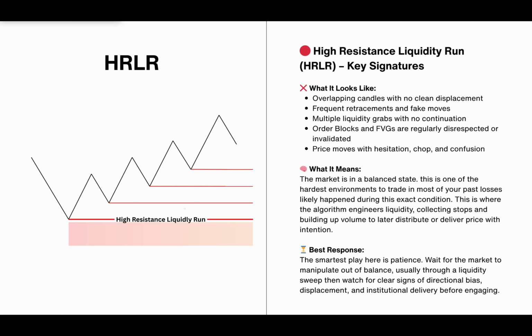So essentially, we want to take advantage of these trade setups only in an imbalanced state, right? And when the market is imbalanced, I'm going to show you how that looks on the chart. So at the very bottom line, you see the best response. As you can see here, I have it written here so you can understand the call to action during this time period. The smartest play here is patience. Wait for the market to manipulate out of balance, usually through a liquidity sweep. Then watch for clear signs of directional bias, displacement, and institutional delivery before engaging. So let me show you how that looked on the chart.